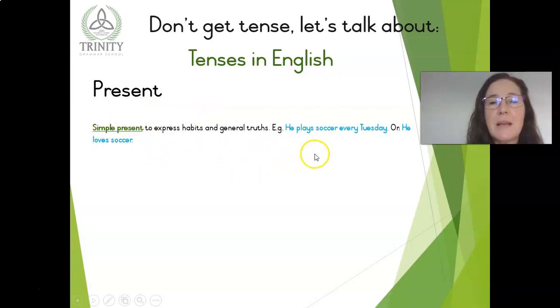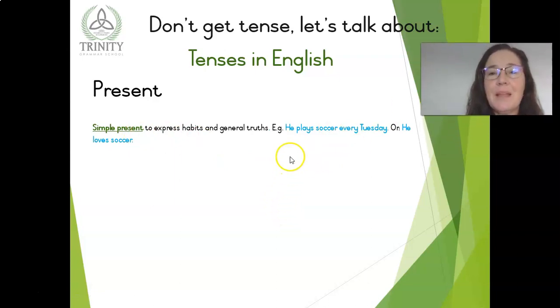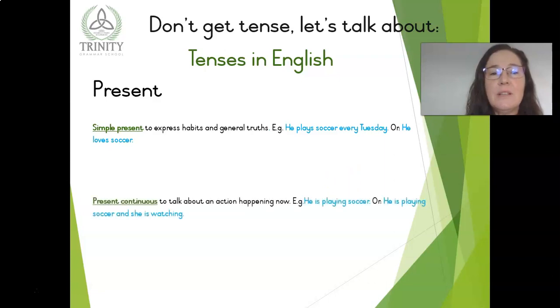Okay, so in our present tense, just for a bit of a recap, we'll see that the simple present is to express habits and general truths. I'm just going to move myself up a bit there. So, for example, he plays soccer every Tuesday, or he loves soccer. That is the simple present. And the continuous present is to talk about an action that is happening now, such as he is playing soccer, or he is playing soccer and she is watching. Right, so that's the present tense in English.